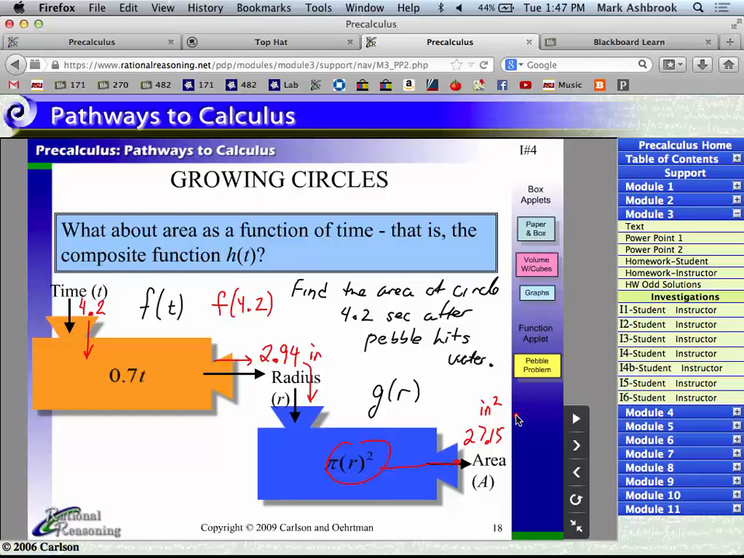So there's the idea of composition. The output of the first becomes the input of the next, and it gives us this final value of the quantity that we want. Okay? Any questions?